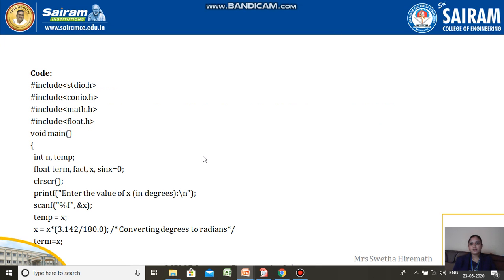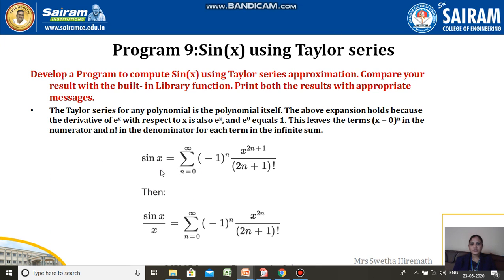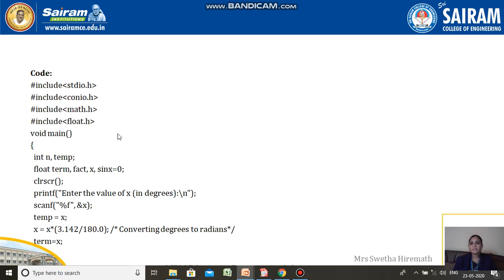So here we have one equation. Sin x is equal to the summation of n equals 0 to infinity, minus 1 to the power of n, x to the power of 2n plus 1, divided by 2n plus 1 whole factorial. Now we are going to find sin x by x. From this value we take one x to the denominator, we get sin x by x, which will be equal to the remaining value which we get here.